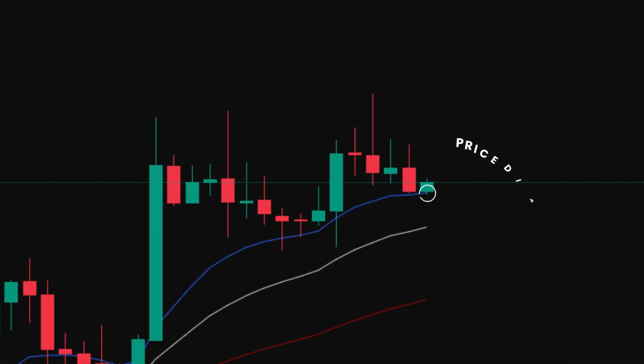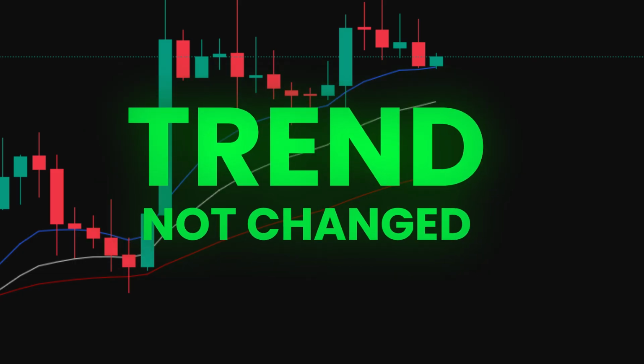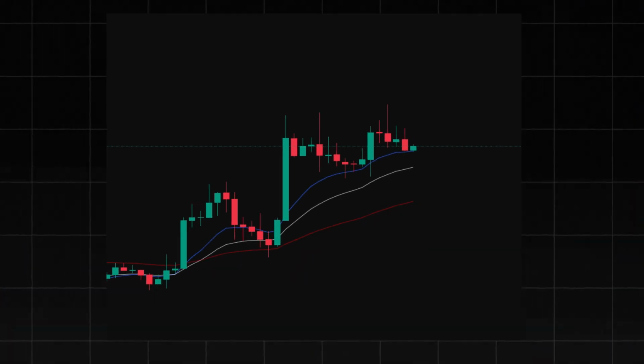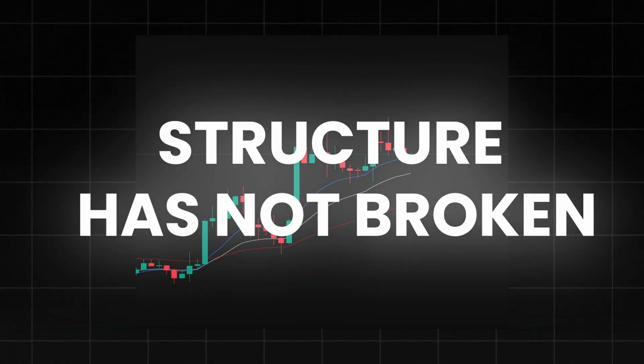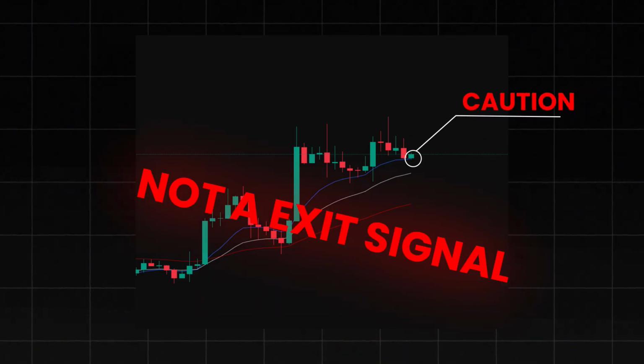Now, if price dips briefly below the 11 but the 21 and 51 are still aligned and rising, the trend has not changed. It is just less aggressive. You hold existing positions more carefully, but the structure has not broken. That is the distinction. A brief loss of the 11 is caution, not a signal to exit.